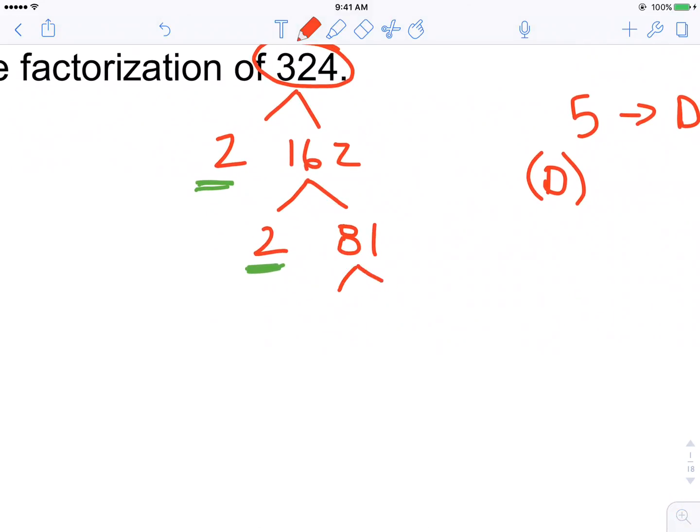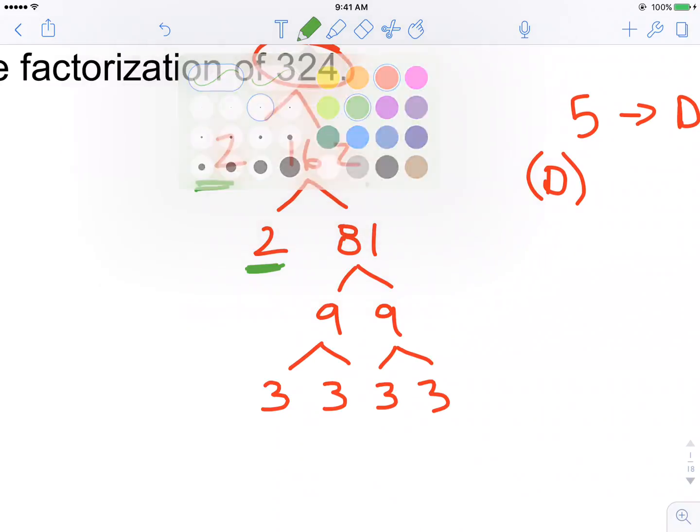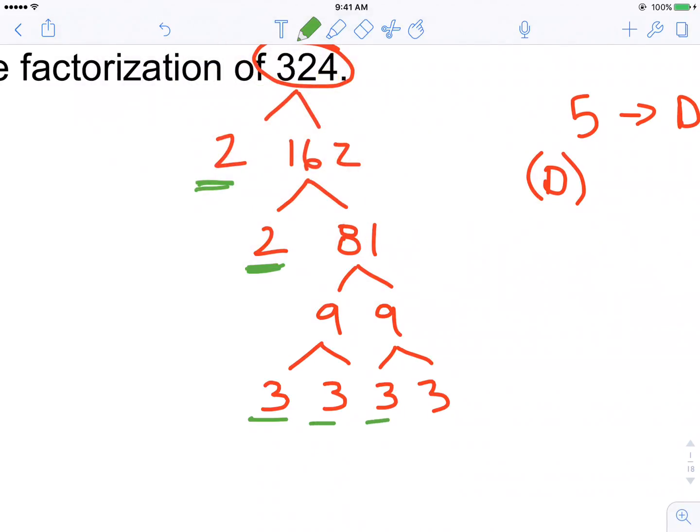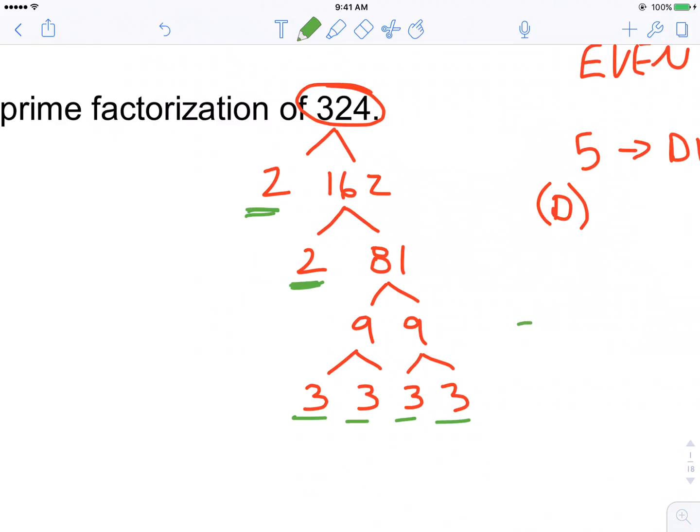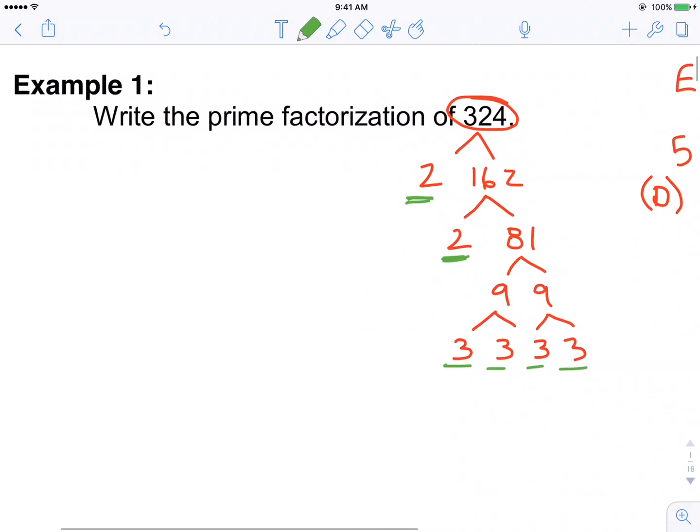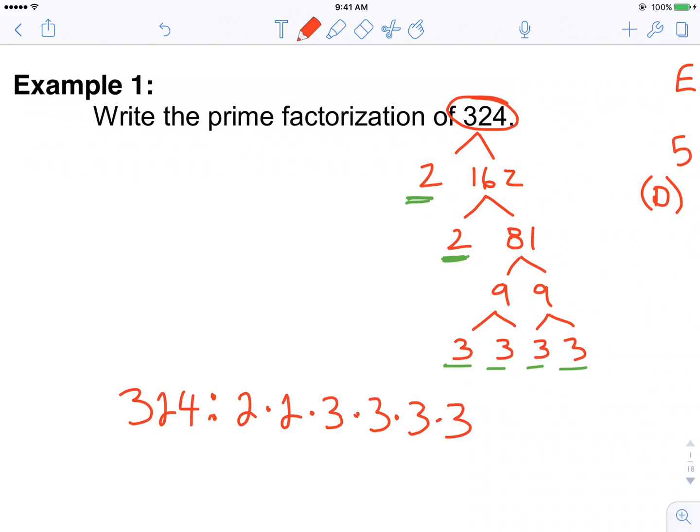Now, 81 you probably know is 9 times 9. But is 9 a prime number? No, it's not. So we have to break 9 down into 3 times 3. And this 9 also into 3 times 3. So now we have a good listing of all the individual prime factors of 324. And we would simply write that out. 324 would be 2 times 2 times 3 times 3 times 3 times 3.